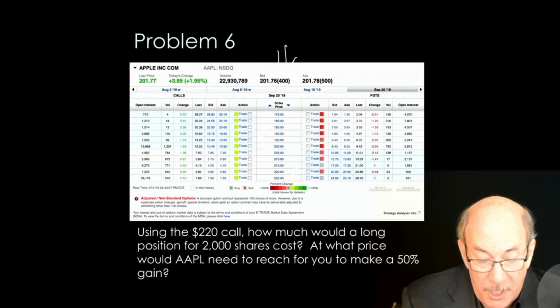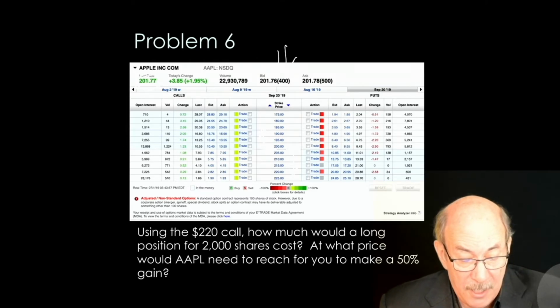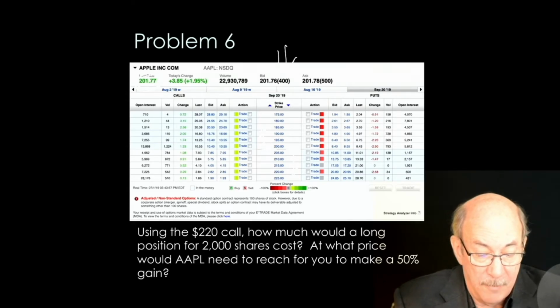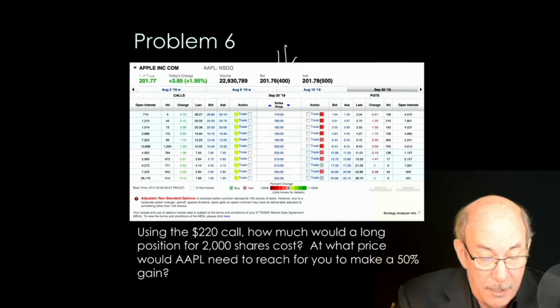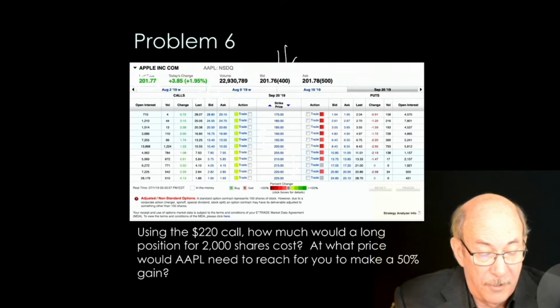So the puts with the exercise price above the current stock price of 201.77, any of those are in the money. Any below that price on the call side are in the money. And then here we have the bid price, the ask price, and the last trade for the calls, and we have a corollary over here on the put side.